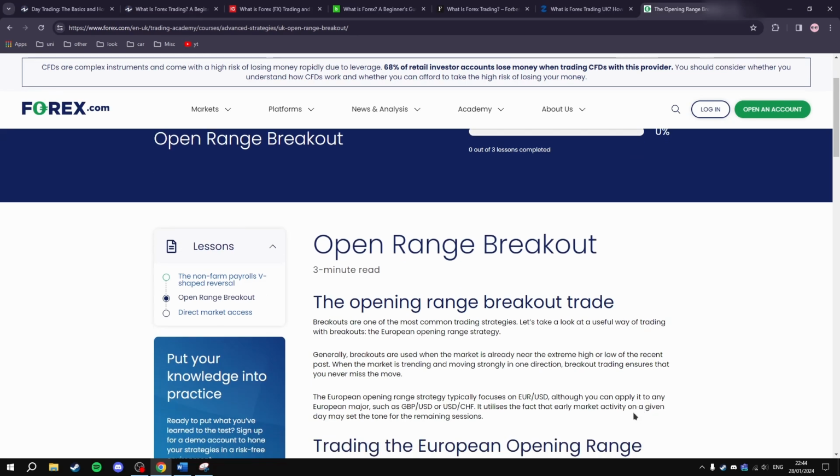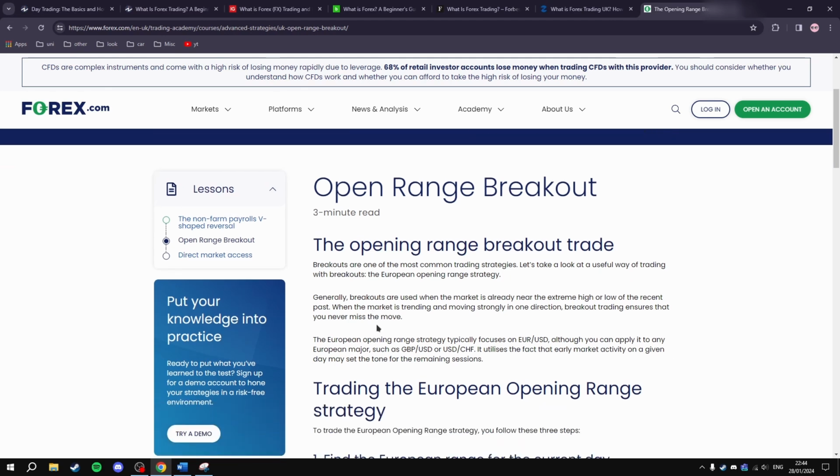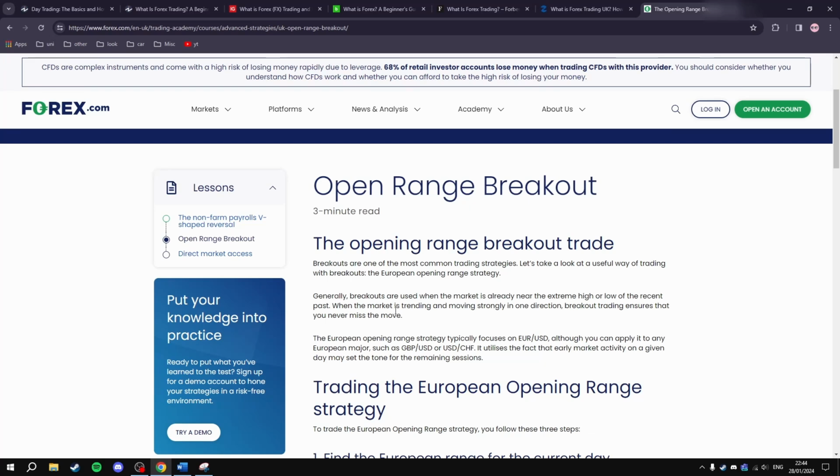Opening range breakout. The opening range breakout trade. Breakouts are one of the most common trading strategies. Let's take a look at a useful way of trading with breakouts, the European opening range strategy. Generally, breakouts are used when the market is already near the extreme high or low of the recent past. When the market is trending and moving strongly in one direction, breakout trading ensures that you never miss the move.